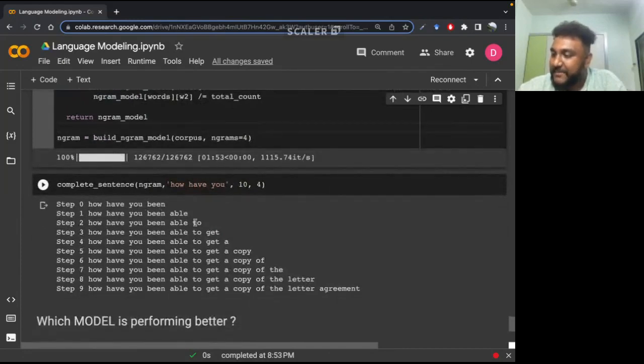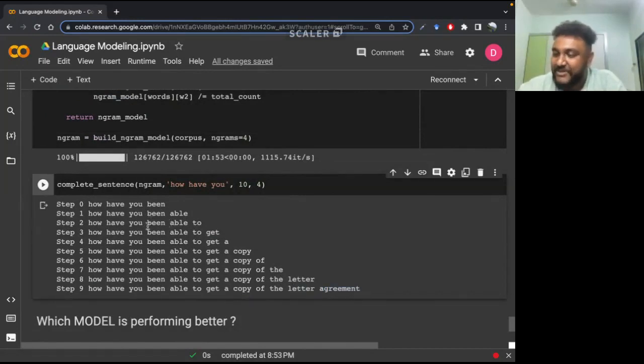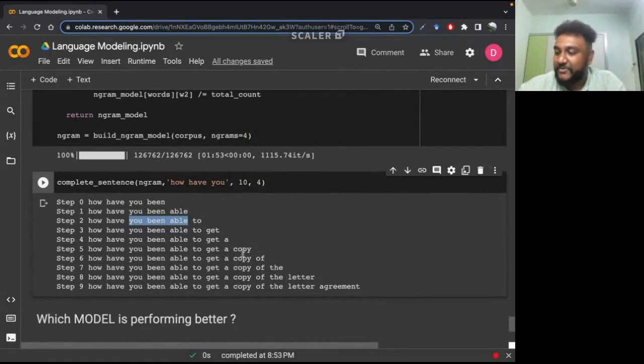How have you been able to get a copy of the letter agreement? So this is the sentence that it predicts. Again, here it is able to do a slightly better job because it is looking at 3 previous words before it's giving you the next one, right? So this is how an n-gram would predict.